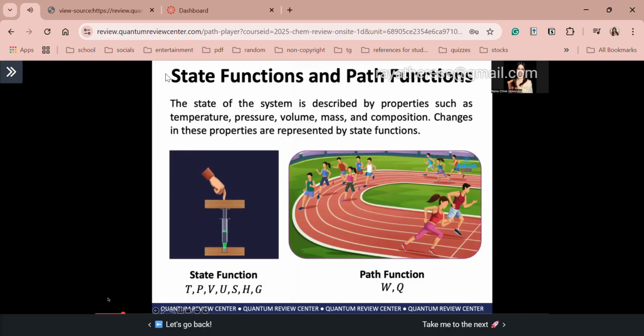Now, in thermodynamics, guys, we have to study state functions and path functions. So example of state functions, guys, is temperature, volume, internal energy, entropy, enthalpy, Gibbs free energy, etc. But when we say path functions, that includes work and heat. So ma'am, anong differences nila? So guys, pag sinabi nating state function, okay, it only depends on the initial and final states.